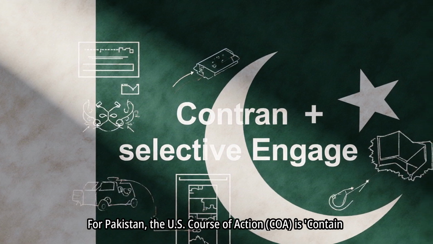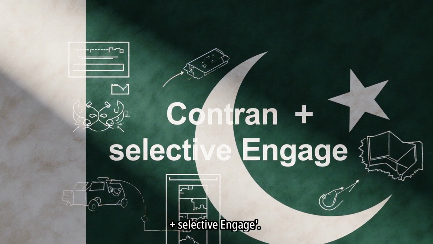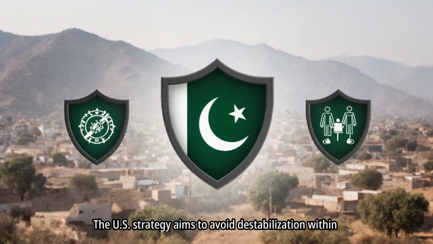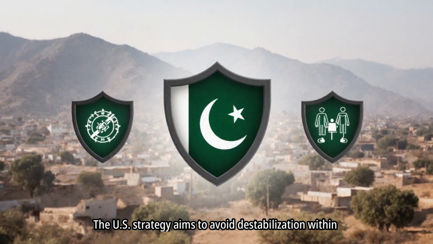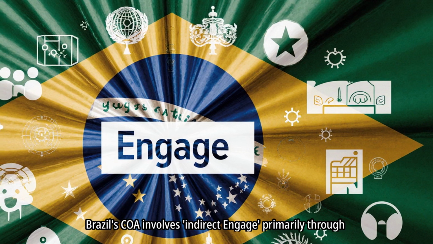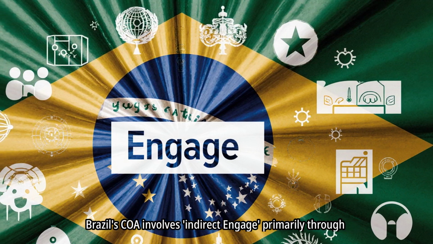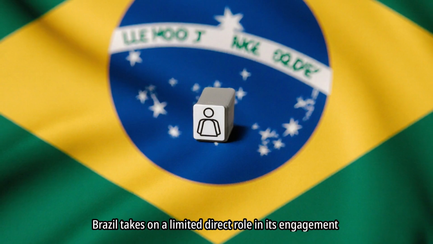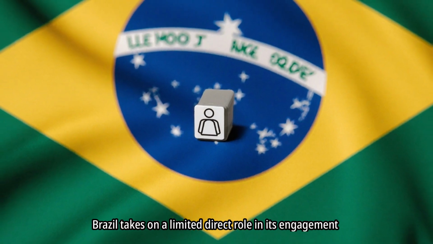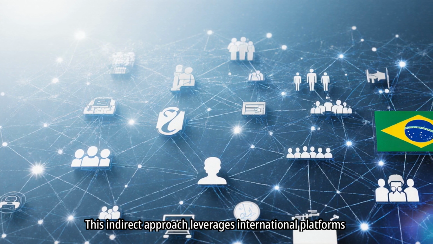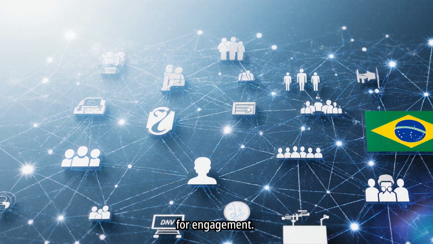The course of action, COA, is contain plus selective engage. The U.S. strategy aims to avoid destabilization within Pakistan. Brazil's COA involves indirect engage, primarily through multilateral forums. Brazil takes on a limited direct role in its engagement strategy. This indirect approach leverages international platforms for engagement.